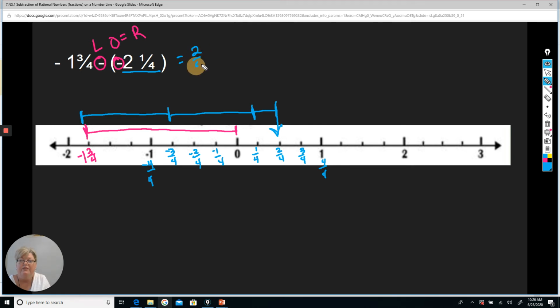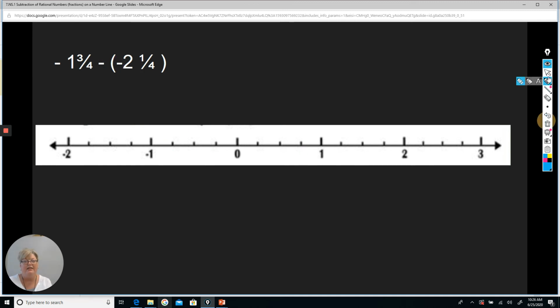And we're not going to leave it at 2/4. We're going to simplify that, divide by 2, and that's going to give me 1/2. So the solution is 1/2. Okay. All right. So let's go ahead and look at the next problem.